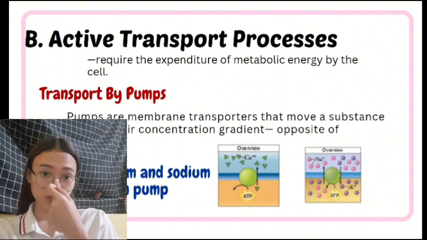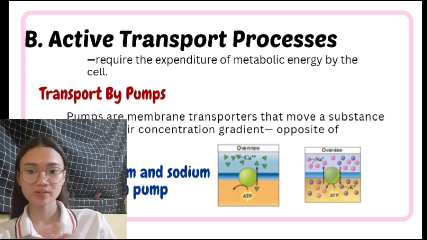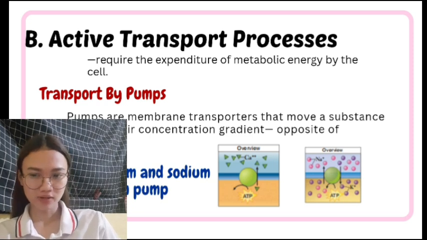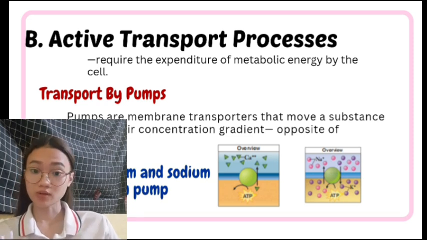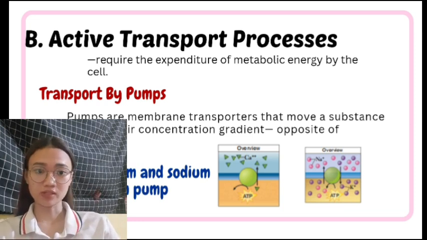We have the transport by pumps. So, for example, the calcium pumps and the potassium pumps. Yung calcium pumps sa molecules, nililipat nila yung calcium ions sa special compartments or out of the cell. So, this is important because the concentration of calcium ions in the cell needs to be kept low during rest of the muscle to function properly.